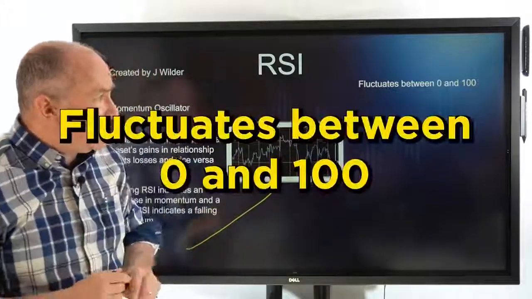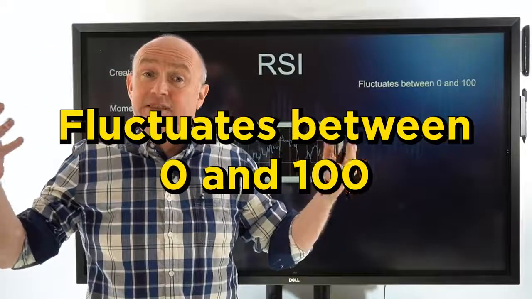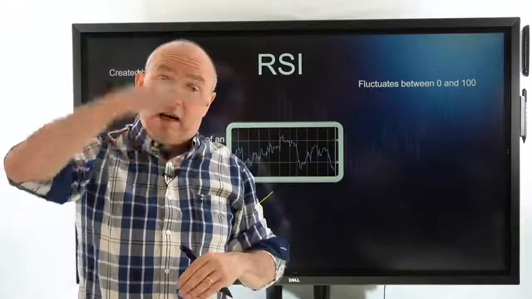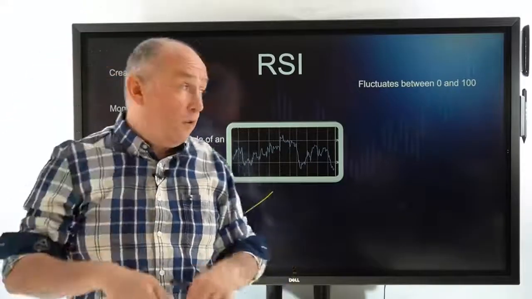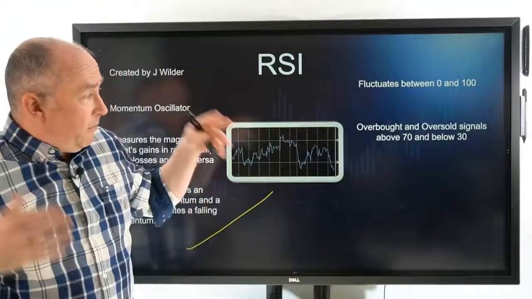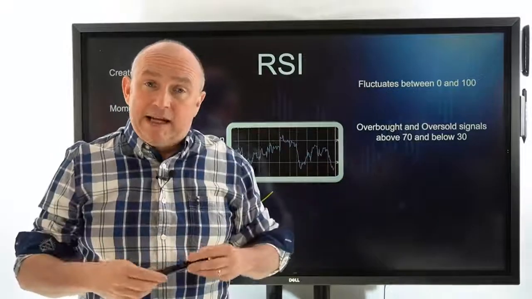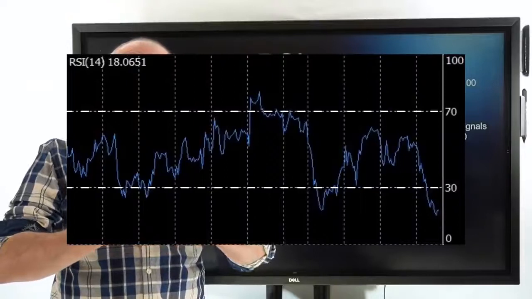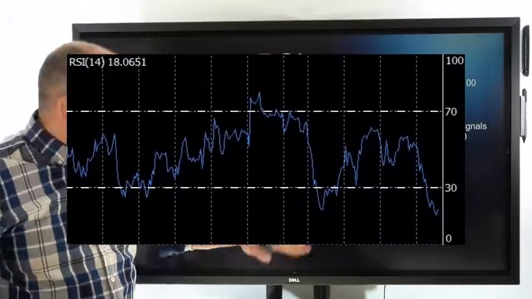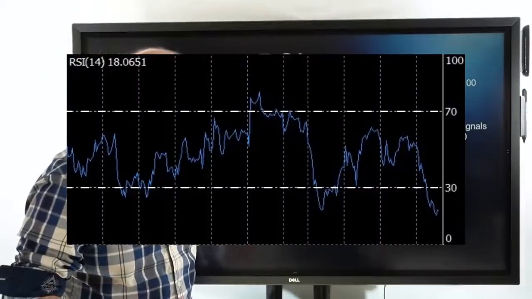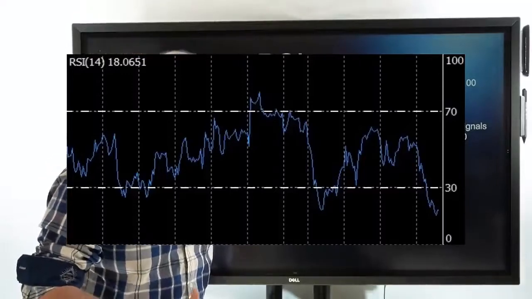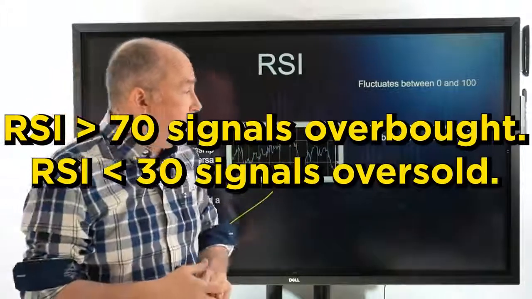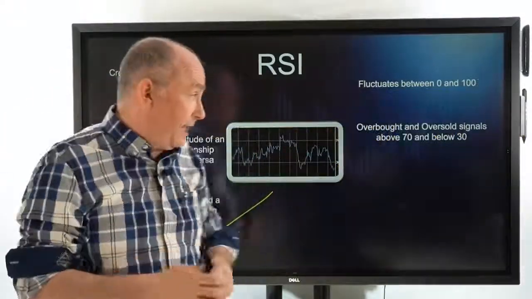Okay, it fluctuates between 0 and 100. All oscillators fluctuate. That's basically what they do. They oscillate and they go between 0 and 100. They can't go below 0 and they can't go above 100. But the way we use the indicator, or the way that the analysts, traders use the indicator, is that they have bands. They have bands where markets are considered to be oversold and overbought. So the key levels that we look at are 70 and 30. Anything over 70 is overbought, in theory. Anything below 30 is oversold, in theory.